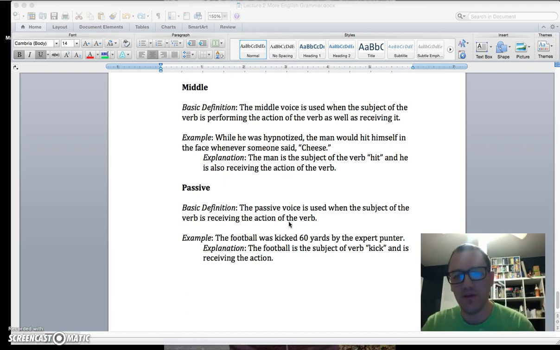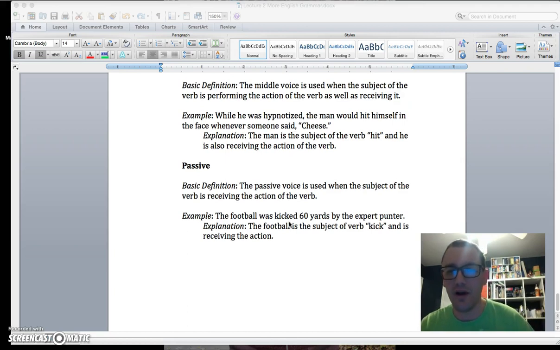So the example I give you here: "The football was kicked 60 yards by the expert punter." So the football is the subject of the verb, but the verb is passive. So the football, while it is the subject, is also being acted upon here. This is just a way of flipping around the general sentence structure, but it is important, and in fact will be extremely important in your study of Greek to see when verbs are passive and when they are active.